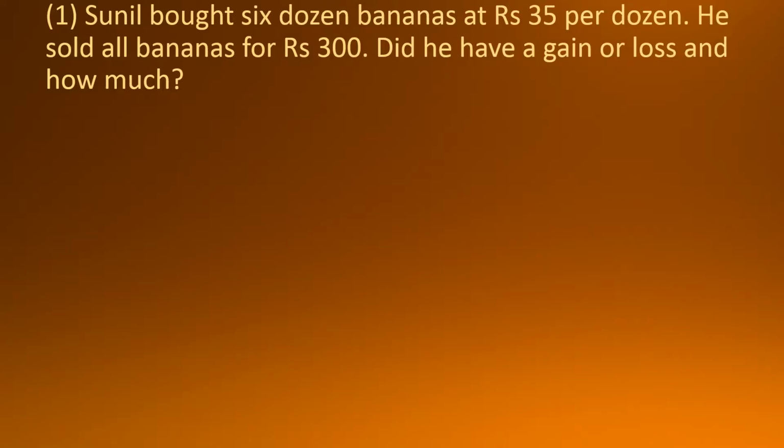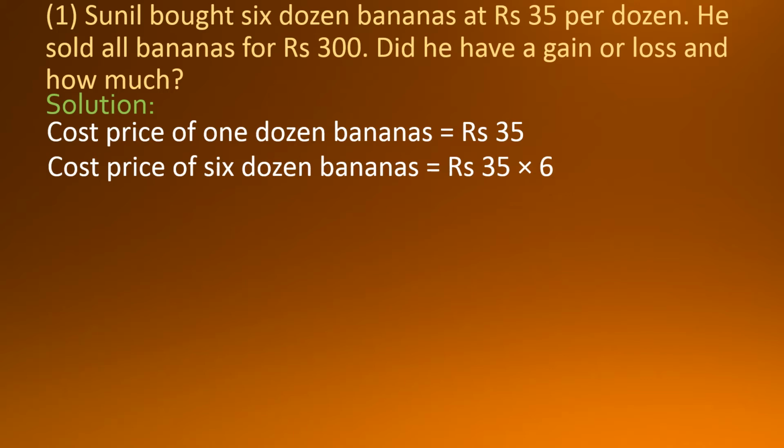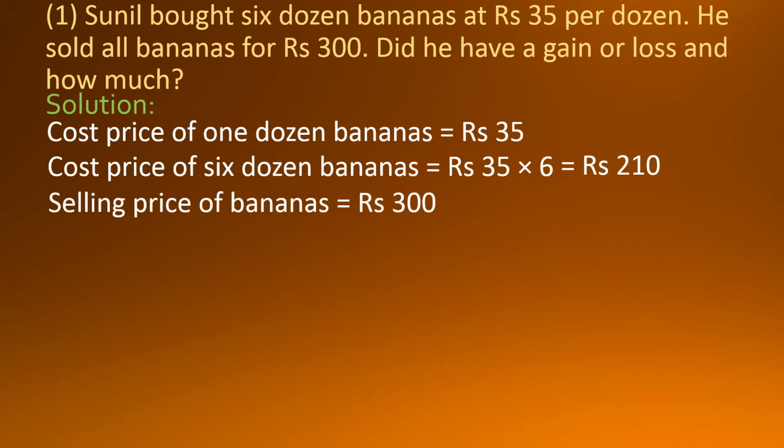Question number 1. Sunil bought 6 dozen bananas at rupees 35 per dozen. He sold all bananas for rupees 300. Did he have a gain or loss, and how much? See, in this question, per dozen means cost price of 1 dozen bananas is equal to rupees 35. So cost of 6 dozen bananas is equal to rupees 35 multiplied by 6. Now do the multiplication. We get rupees 210. And selling price of bananas is equal to rupees 300. And profit or loss we have to find out.